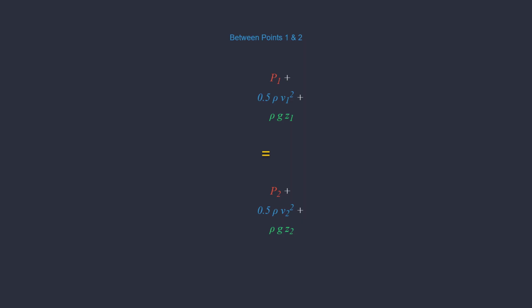When applying the equation to compare two specific points, labeled 1 and 2, along the same streamline, the full equation is written as P1 + 1/2 ρv1² + ρgz1 = P2 + 1/2 ρv2² + ρgz2. This comprehensive equation precisely quantifies the necessary trade-off between the three energy components: static pressure, dynamic pressure, and potential energy.